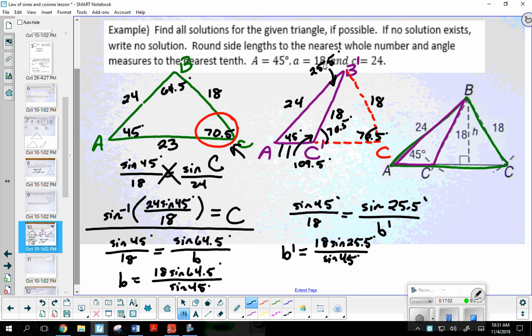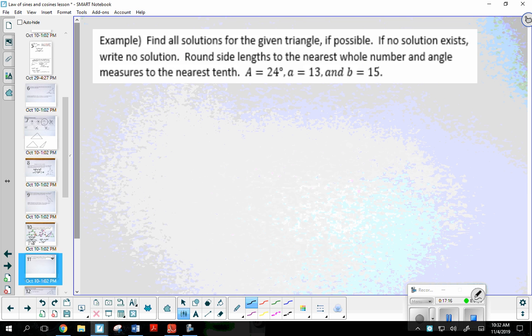Is anybody confused or lost by what I did? Okay. All right. Well, let's try another one of those. Find all solutions for the given triangle if possible. If no solution exists, write no solution. Side lengths to the nearest whole number, angle measures to the nearest tenth. So it's the exact same set of instructions, but now I have angle A is 24 degrees, side A is 13, and side B, so we're back to B, is 15.